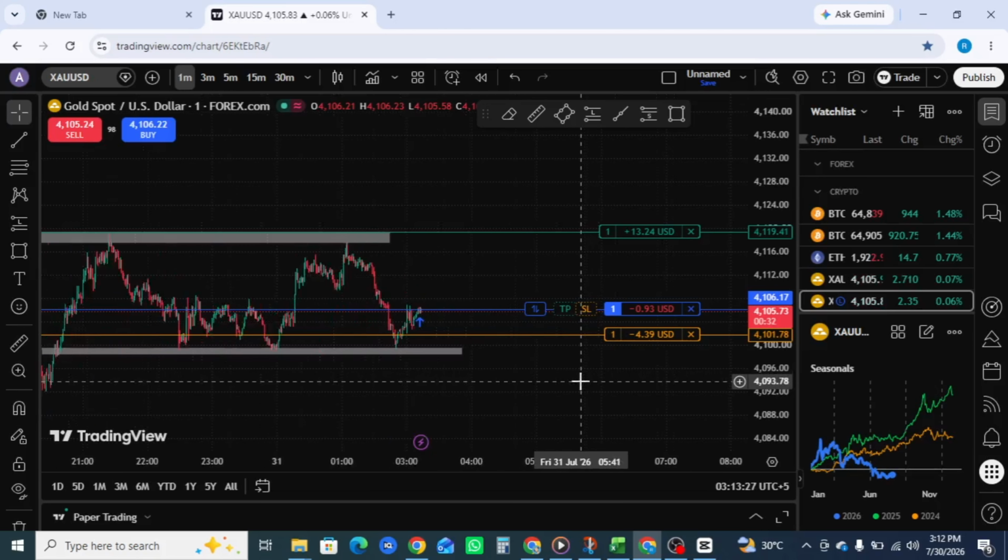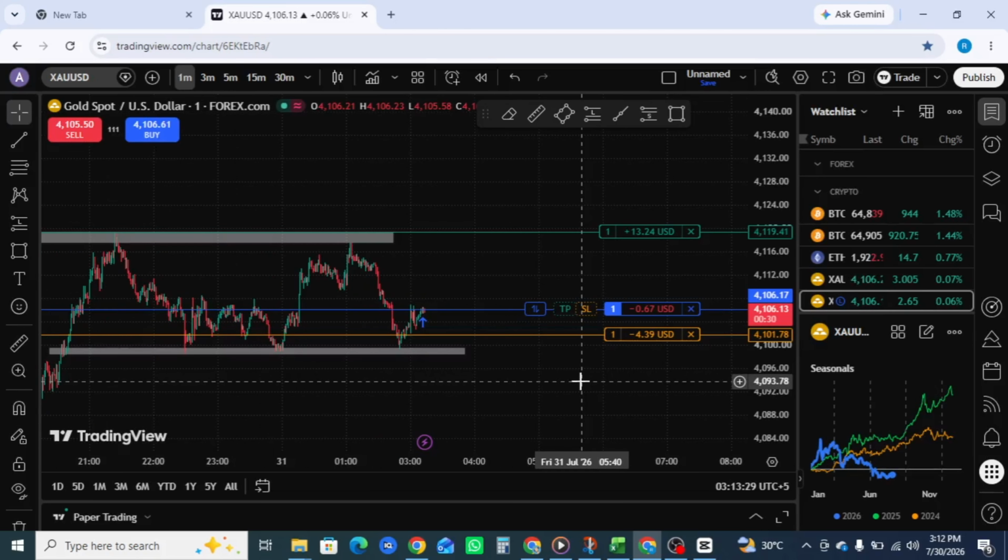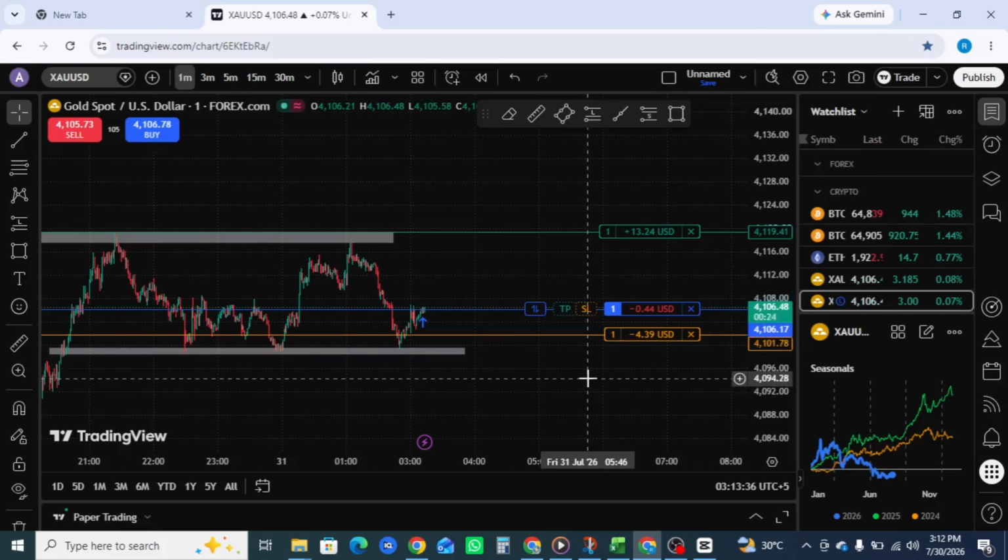And that's how you can practice range trading on TradingView using a paper trading account. It's a great way to build confidence, improve your chart reading skills, and test your trading strategy without risking real money.